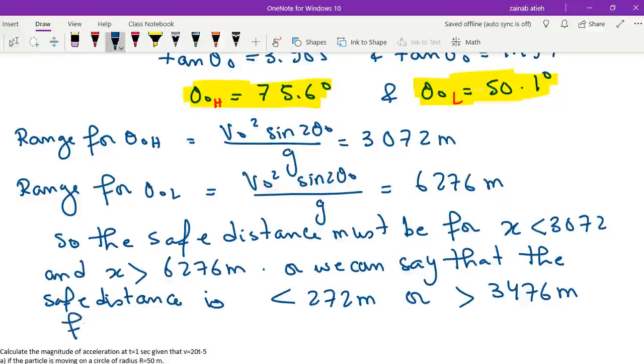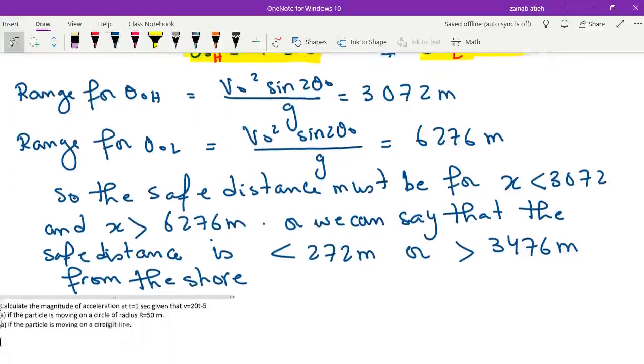Okay, from the shore. هيدي المسافة من الشور. شو عملت؟ نقصت الإكسات من 2500 ومن 300 اللي هي المسافة للشور. Okay, so this is for problem 71. I will do now extra exercises.